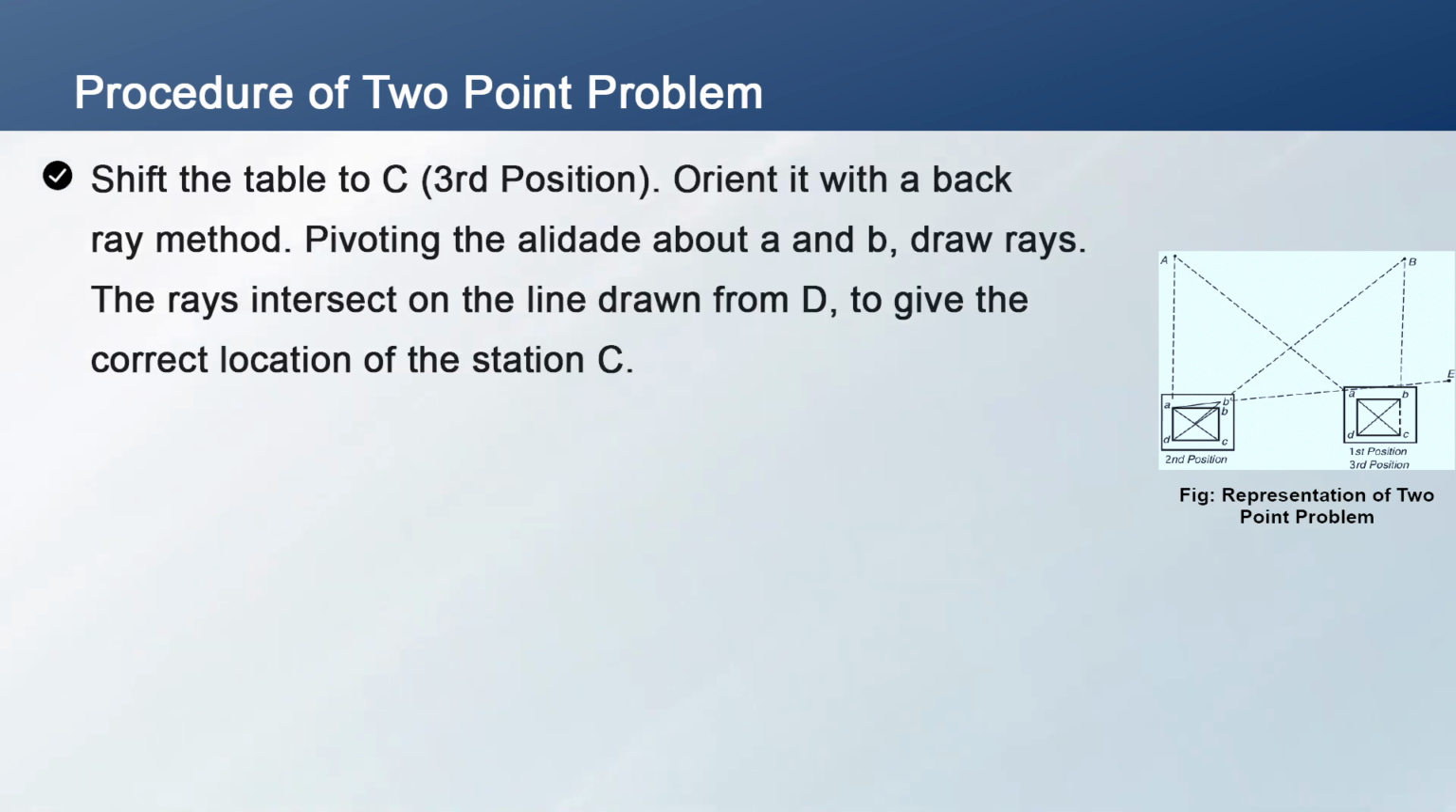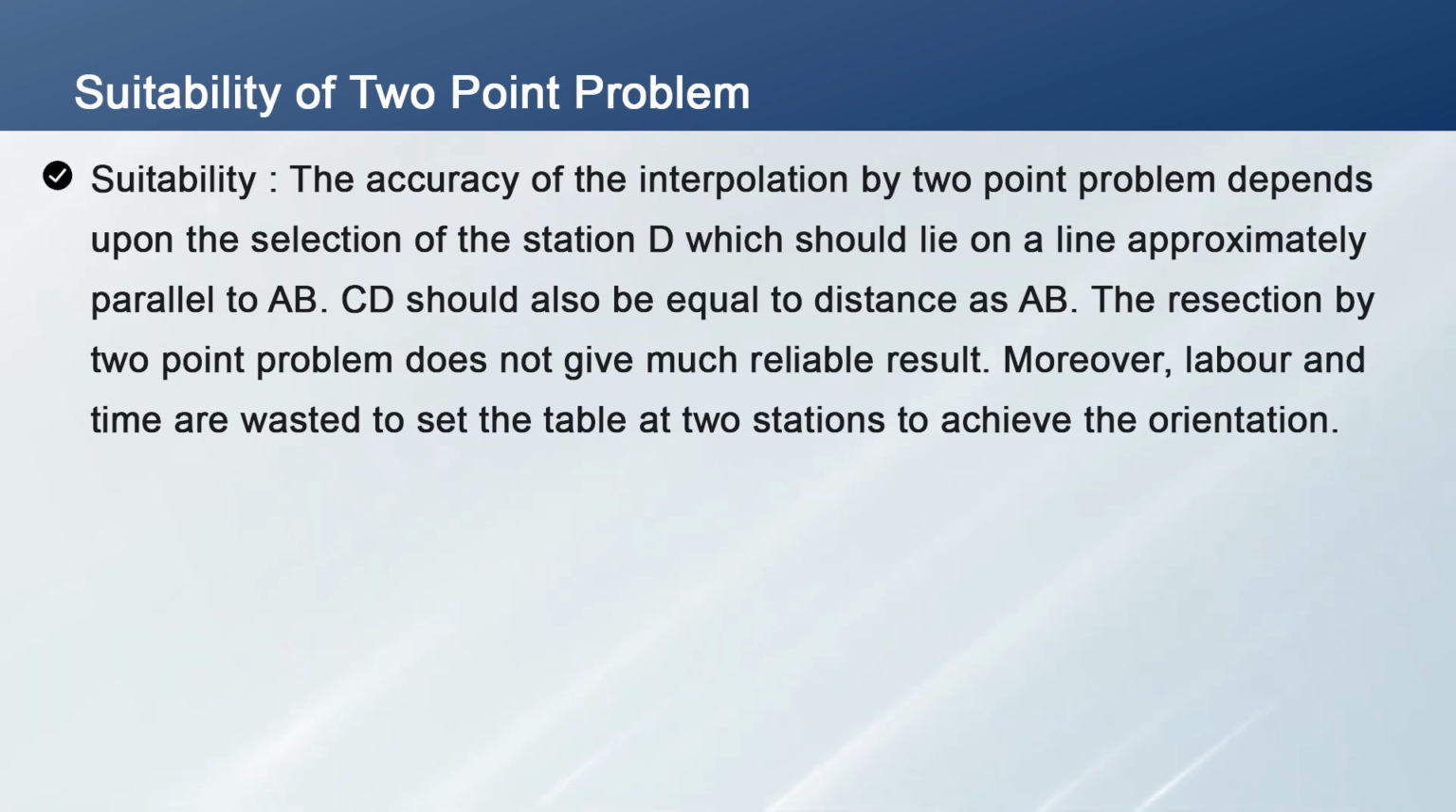Shift the table to capital C station. Orient it with the back ray method. Pivoting the alidade about small a and b, draw rays. The rays intersect on the line drawn from capital D to give the correct location of the instrument station capital C. Suitability of this method.